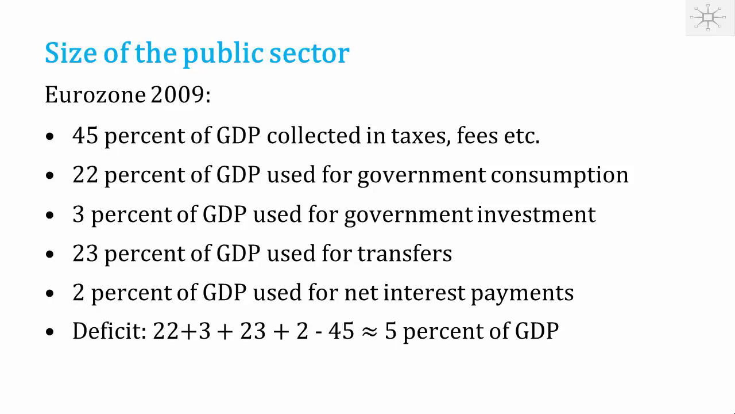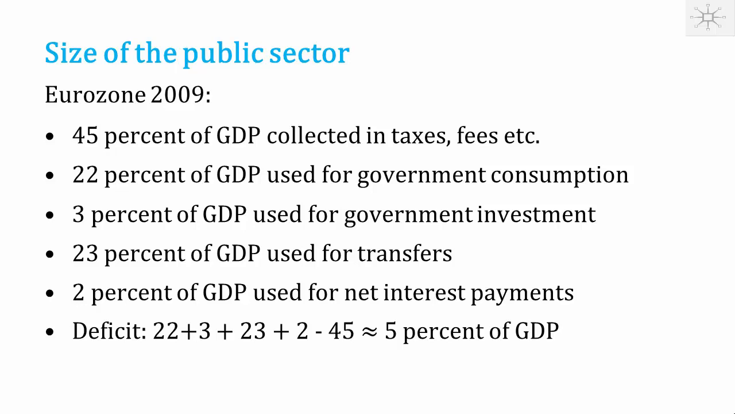So what did the government do with the rest of the money? Well, an equally large fraction almost was used for transfers. And transfers is when the government hands cash primarily to households. Transfers are things like pensions, welfare payments, child allowances, and so on. And finally, 2% of GDP was used for net interest payments. So the government has both financial debt and financial assets, but the net interest payments were 2% of GDP.